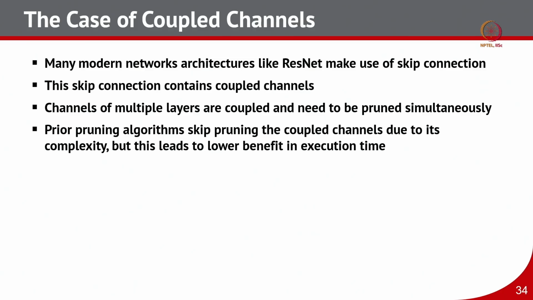But then if we skip those coupled channels from pruning, that will lead to lower benefit in execution time. For an example, let's take ResNet. Almost all its channels are coupled channel, right. So ResNet has multiple blocks, if you remember, and then in each block there are skip connection. Whenever we have a skip connection, that means it will give us a coupled channel, right. If we skip pruning for all the coupled channels, then we may end up not pruning anything. So that will lead to lower benefit in execution time.